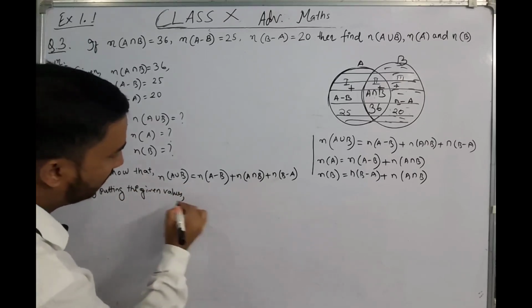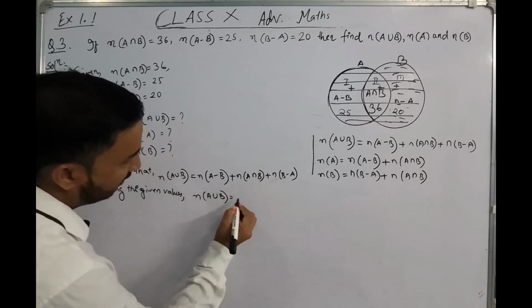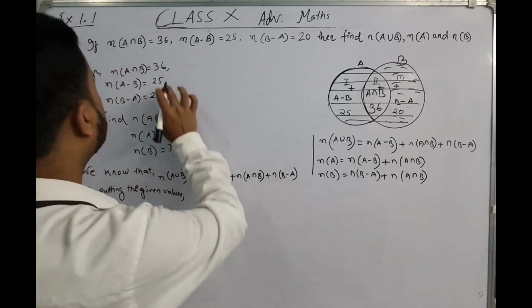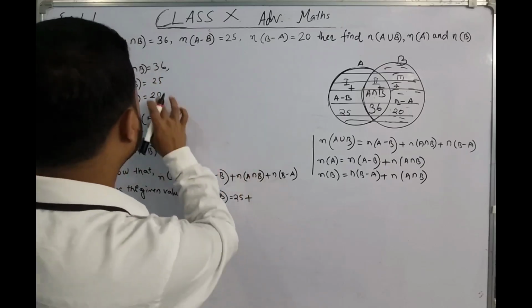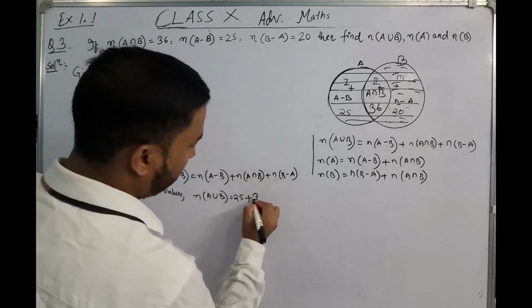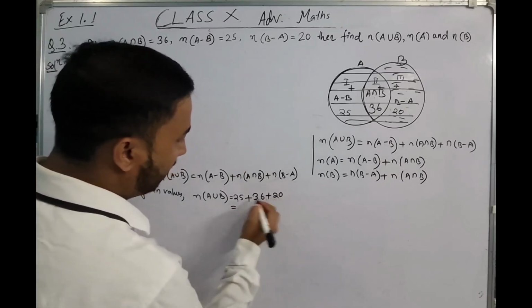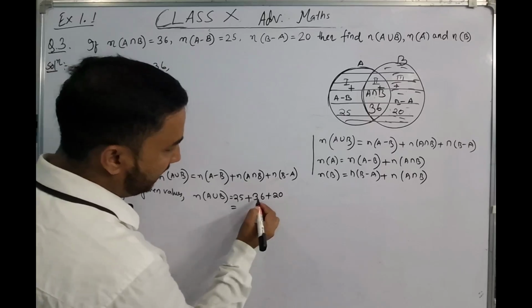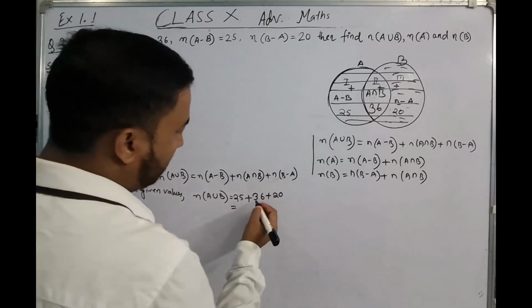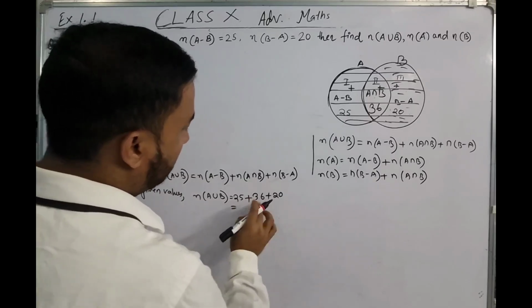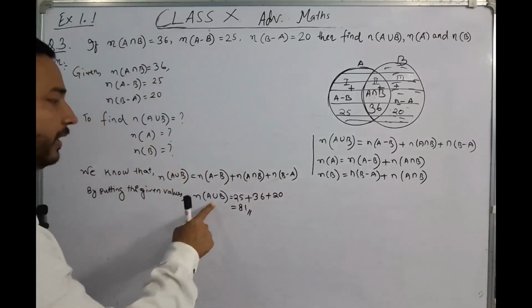By putting the given values, we get the number of A union B will be equal to what? Number of A difference B is 25, plus number of A intersection B is 36, plus number of B difference A is 20. If you add these, 36 plus 25 is 61, then plus 20 gives 81. So 81 is the number of elements in the set A union B.